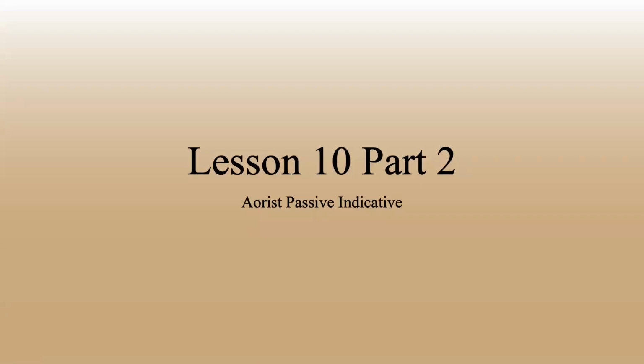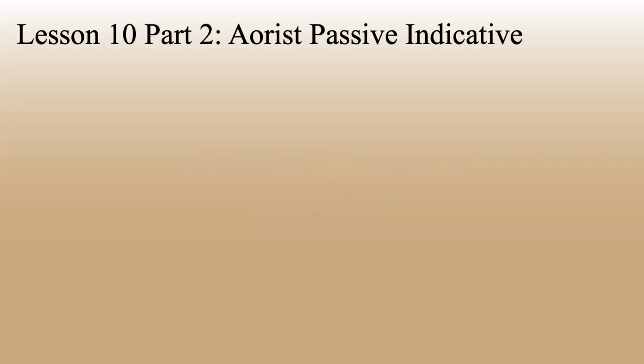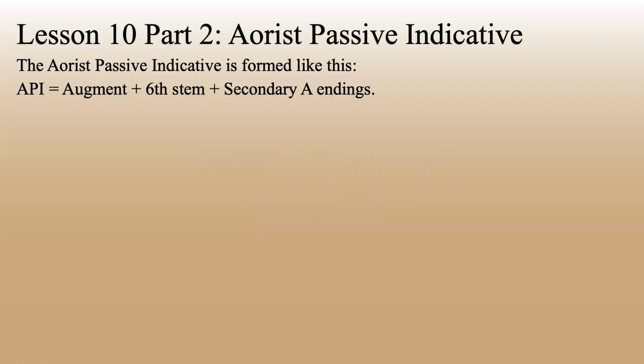Lesson 10, Part 2, Aorist passive indicative. The aorist passive indicative is formed like this. Aorist passive indicative equals augment plus sixth stem plus secondary A endings. Pause the recording for just a moment and notice what you see that is what you would expect and what you would see that is what you wouldn't expect.